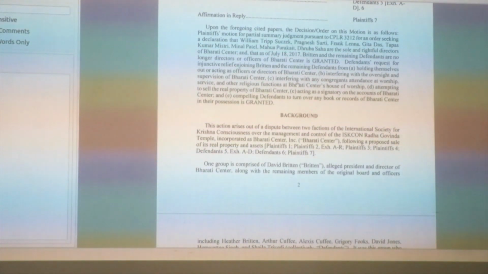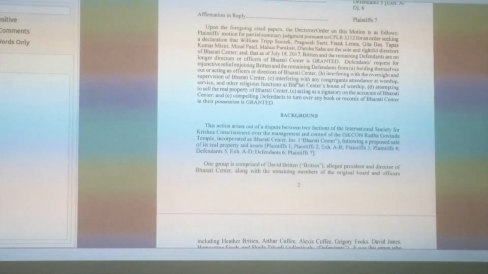She's granting the following request. Defendant's request for injunctive relief enjoining the remaining directors from A, holding themselves out as officers or directors; B, interfering with the oversight and supervision; C, interfering with any congregant's attendance or worship; D, attempting to sell the real property; E, acting as signatory of the accounts; and F, compelling defendants to turn over any books or records of Bharati Center in their possession.